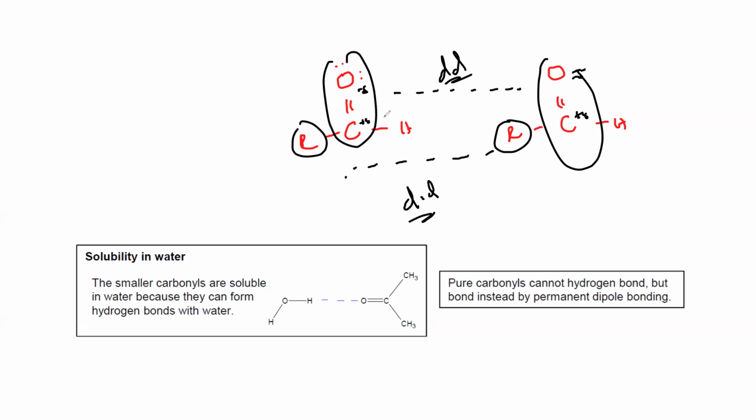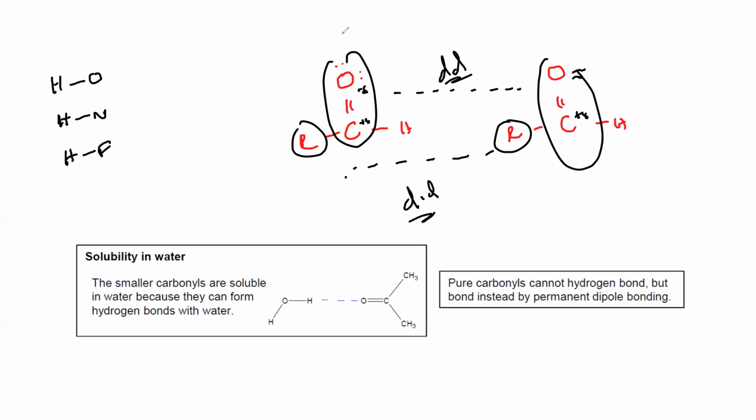Why don't they have hydrogen bond? Because the hydrogen is not directly attached with oxygen, nitrogen or fluorine. That's why between two aldehyde or two ketone molecules, there is no hydrogen bond.